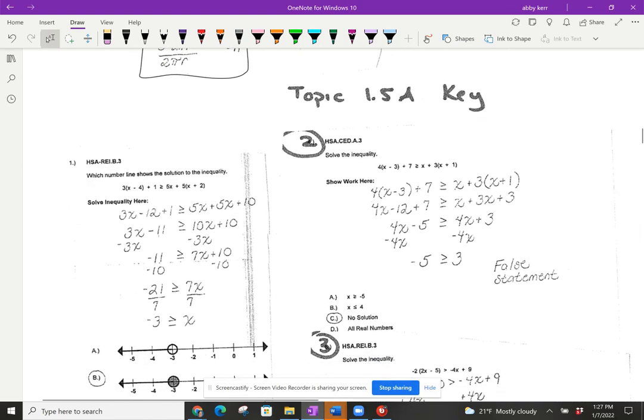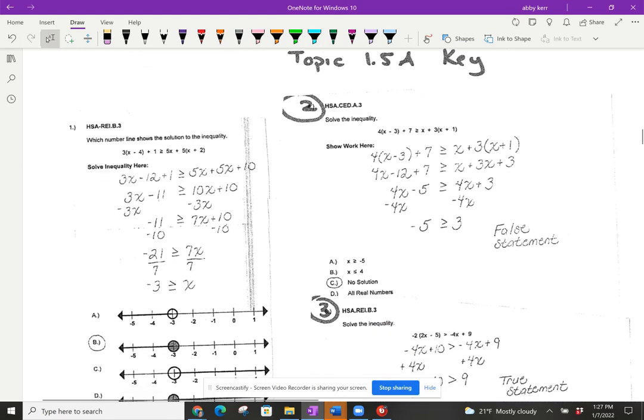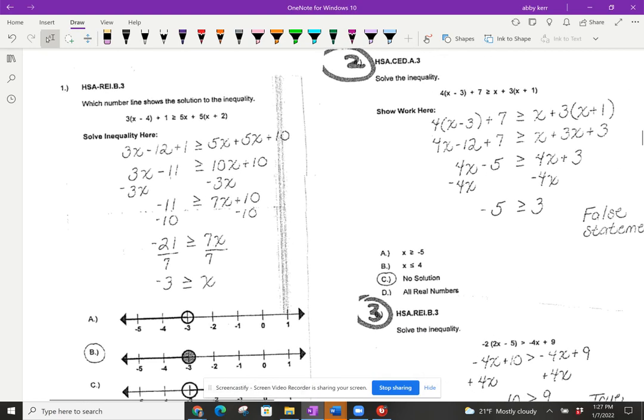Now in topic 1.5a, it's like solving equations, but there's inequalities. So for number 1, distribute. So that is what we did here and here. And then at this step, we combine the negative 12 plus 1, and then we combine the 5x plus 5x.